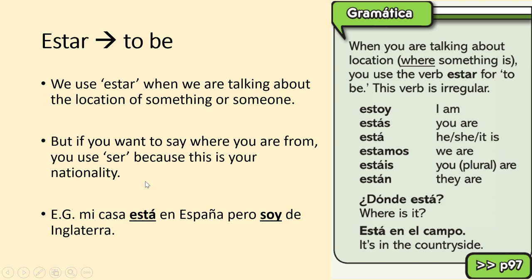However, if you want to say where someone is from, you're not talking about their location, you're talking about their nationality. So in this case, you are going to be using the verb ser. So my example here is, mi casa está en España. My house is in Spain. I'm talking about a country, that's a location, so therefore I need to say está because it is. Pero, but, soy de Inglaterra. I'm now talking about where I'm actually from. I'm from England, so I need to say I am from. Soy de Inglaterra.